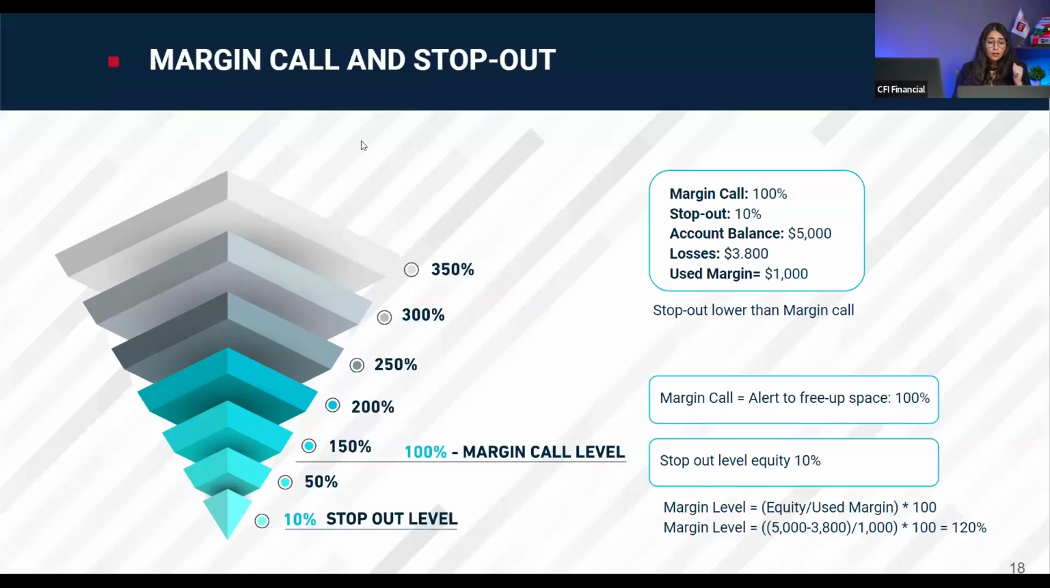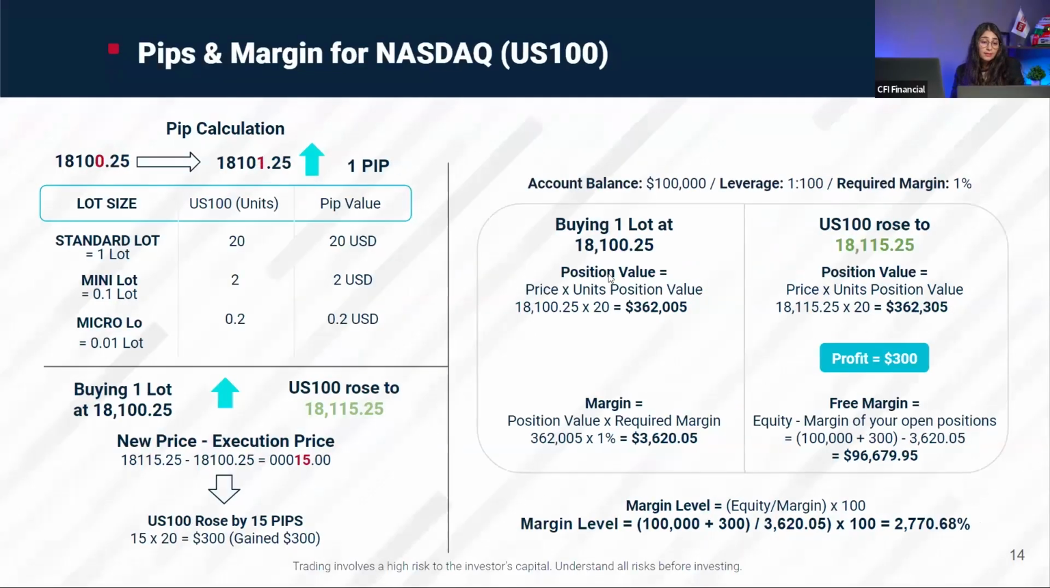If we look at what we did before, we did NASDAQ. If you see here, we have a margin level of 2,770.68%. What does this tell me? This tells me that my account balance is not at risk. The higher the margin level, the safer my balance is. The lower it is, when it reaches 100%, you should watch out because it's going to be a very risky level.